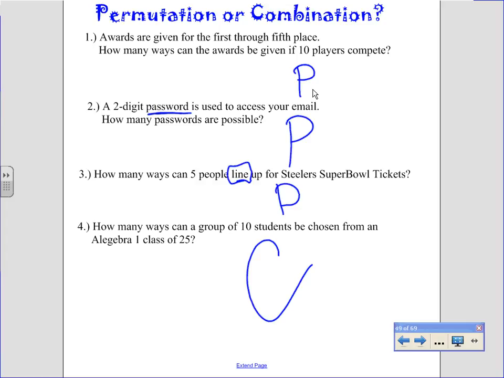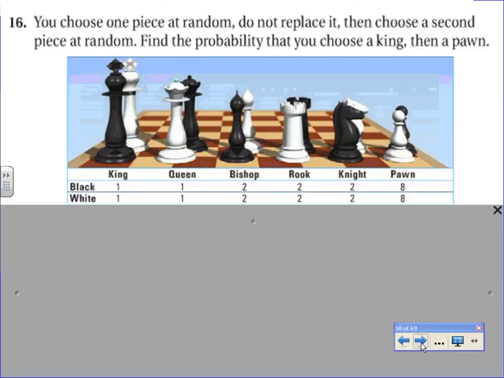Actually, yeah, let's do this. All right, next one. Going over some compound events now. That's the only thing I have not gone over with you yet. So you choose a chess piece at random. You do not replace it. You then choose a second piece at random. Find the probability that you choose a king and then a pawn. There are 32 total pieces to save you some time. Simplify your answer once you're done, please.